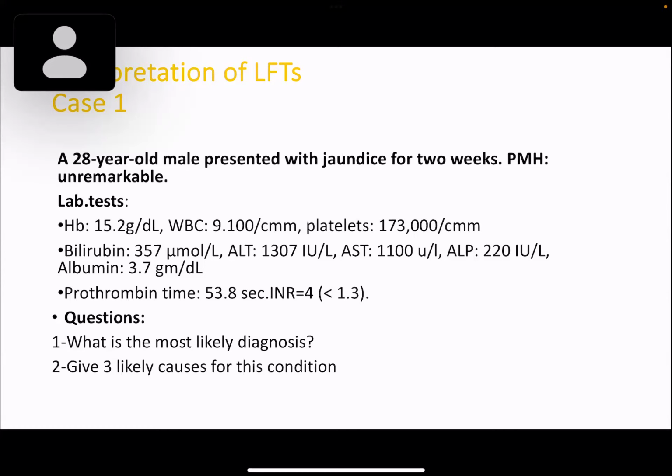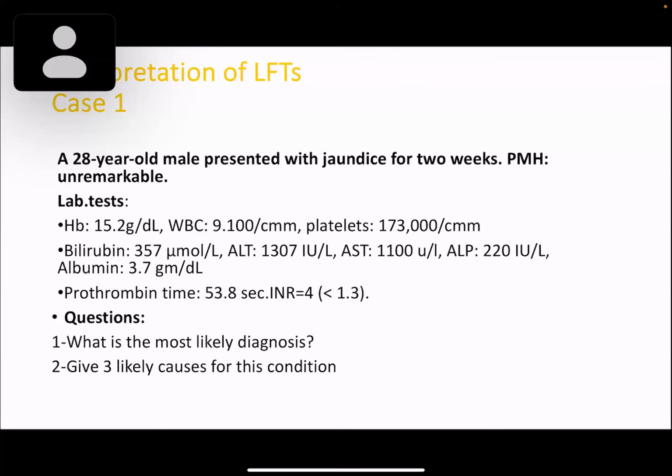High elevation of transaminases. Again, this is a feature of acute rather than chronic. Very good, yes. Third thing, albumin. Yes, albumin is within normal. So how to explain prolongation of prothrombin time? Why is this patient having high INR? Severe elevation of INR. It's almost 4.